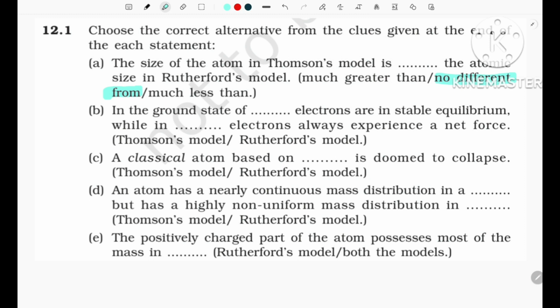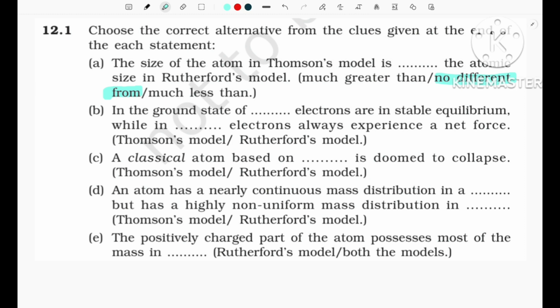Second one, in a ground state of dash, electrons are in stable equilibrium, while in dash electrons always experience a net force. So for this question, if you recollect the Thomson's model, you will see that the electrons are embedded in a pool of positive charge. So every electron there would experience a net force which is cancelled by the other, and it will be in a stable equilibrium.